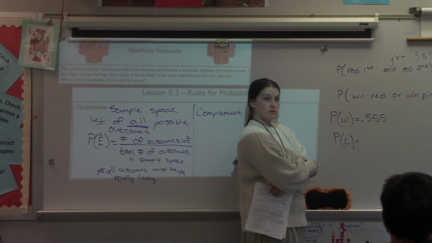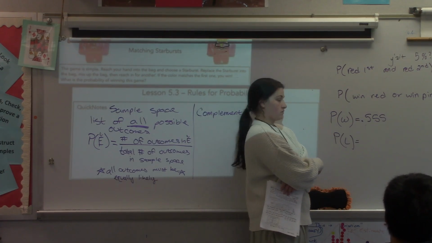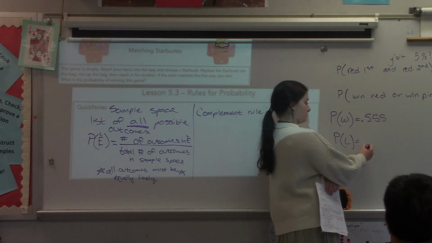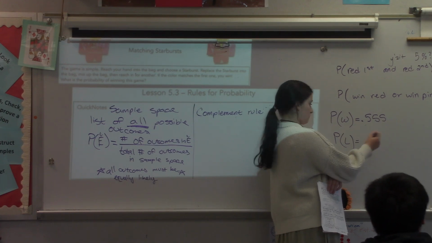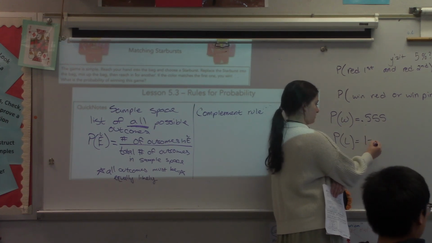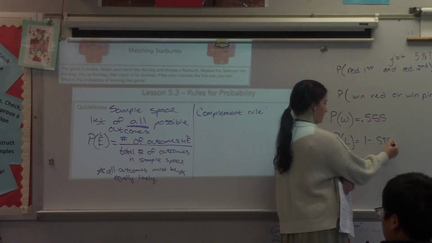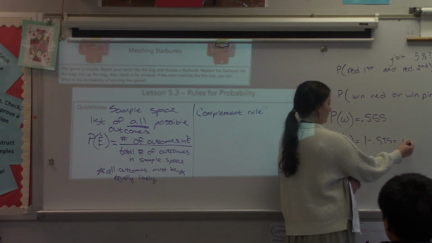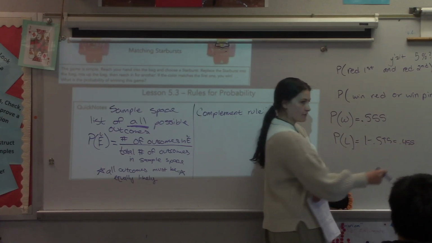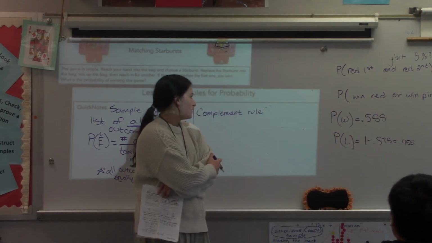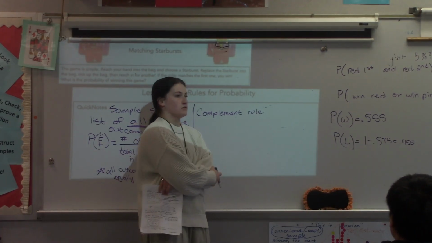Opposite. 0.4555, 4.5 roughly. How do you get that? It's just 1 minus the probability of it happening. It's 1 minus 0.555 repeating, which is like 0.45555 repeating roughly. So, what do we think the complement rule is?